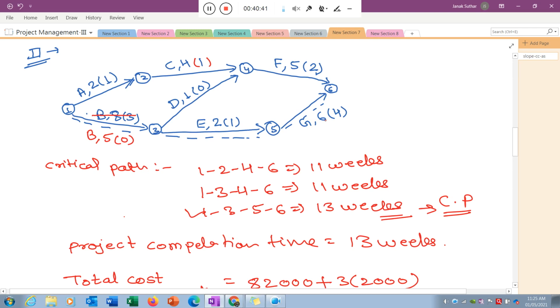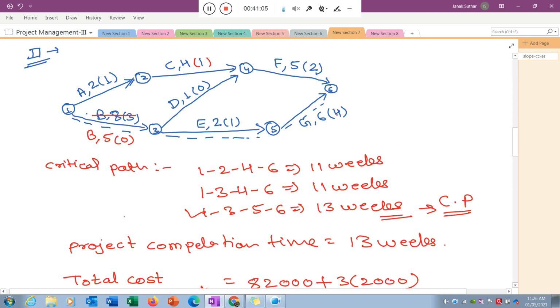It means if I reduce, activity G I can select because there is the chance of reduction in activity G of 4 weeks. Okay, 4 weeks you can reduce this activity G if you are ready to pay more. So now the next point, how much can you reduce? 5 to 6 here is 4.